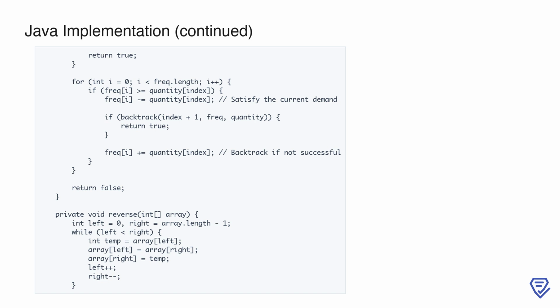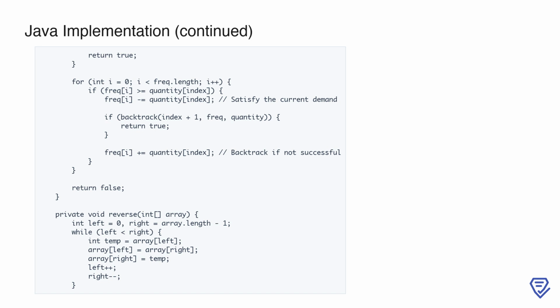Otherwise, we iterate over each frequency in the frequency array to check if it can satisfy the current demand. If the current frequency is greater than or equal to the demanded quantity at the index, we temporarily reduce the frequency by the demand to simulate satisfying it. Then, we recursively call backtrack for the next demand by increasing the index. If the recursive call returns true, we know the demands can be satisfied, so we propagate the success by returning true. If it fails, we undo the change to the frequency array by adding the demand back, effectively backtracking to try other possibilities. If no frequency can satisfy the current demand, we return false.